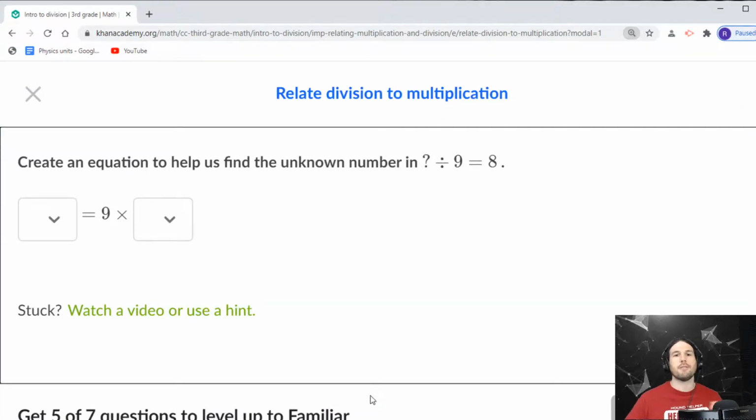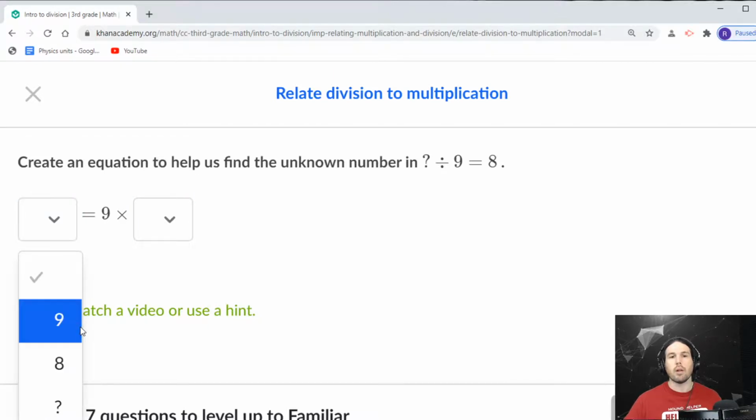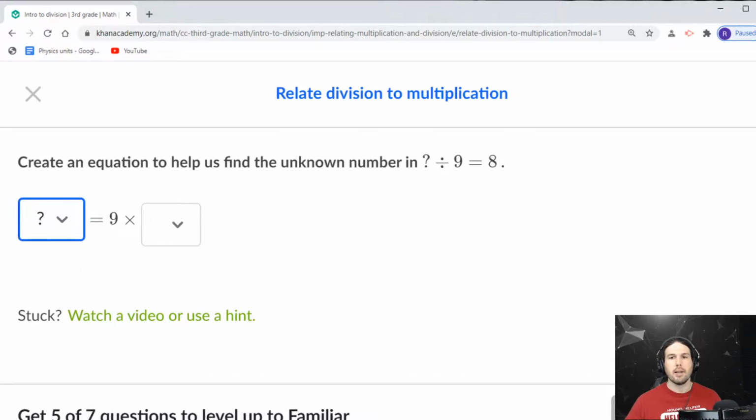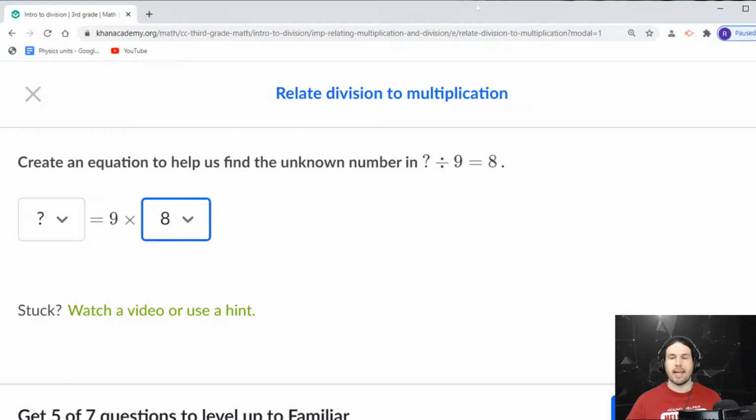Create an equation to find the unknown number in question mark divided by 9 equals 8. Well, that means that question mark is going to equal 9 times 8. If I have to divide by 9 to get to 8, then to figure out what question mark is, I do the opposite, right? I go backwards. I have to multiply by 9 to get 72. 72 divided by 9 is 8, because 9 times 8 is 72.